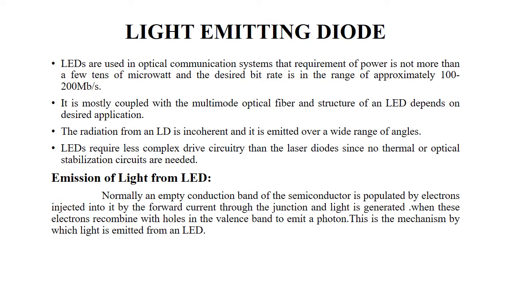These LEDs require less complex drive circuitry than laser diodes, since no thermal or optical stabilization circuits are needed. Emission of light from LED: the empty conduction band of the semiconductor is populated by electrons injected by forward current through the junction, and light is generated. When the electrons recombine with the holes in the valence band to emit a photon, this mechanism provides the light which is emitted from the LED.